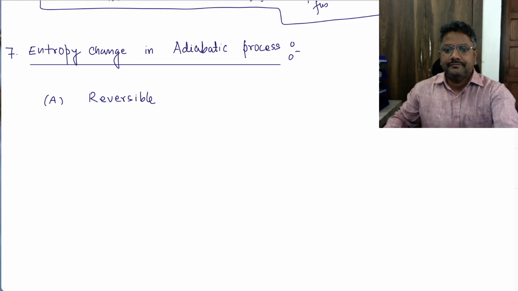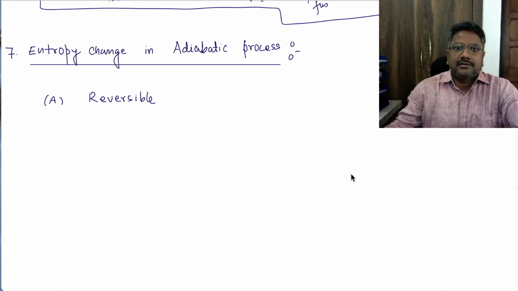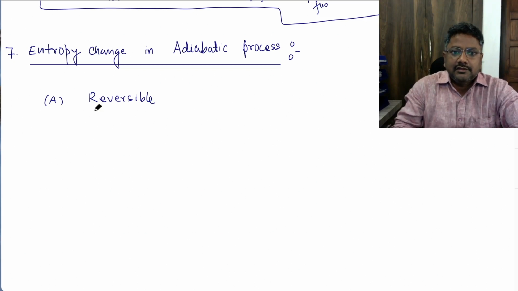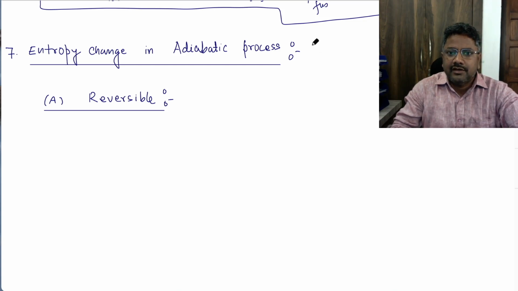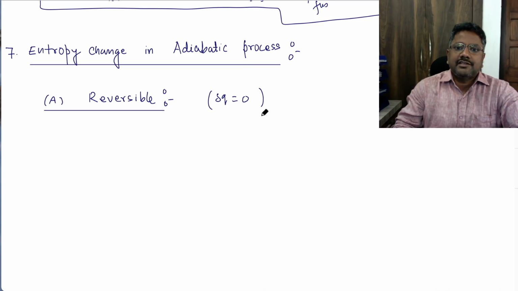Now see, one more case is left. How to calculate entropy in adiabatic processes. So I am taking first adiabatic reversible. As all of we are knowing, in adiabatic process delta Q is equal to 0. So delta Q is equal to 0 means there is no heat change between system and surrounding.